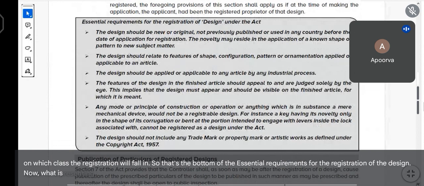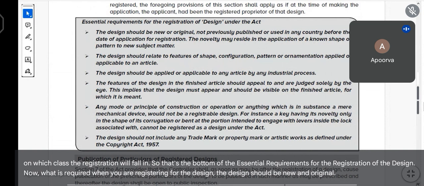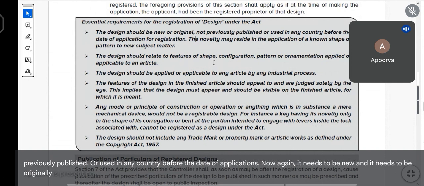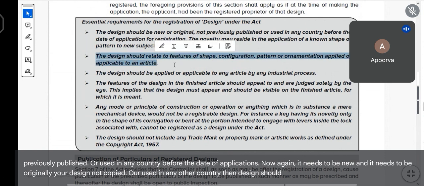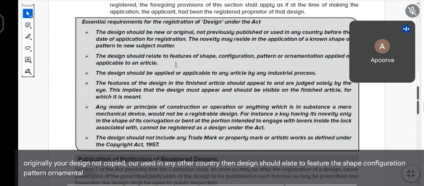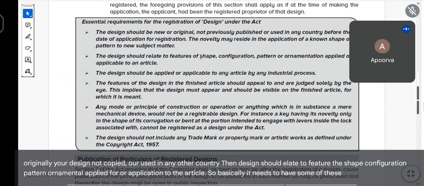Now, what is required when you are registering a design? The design should be new and original. It should not be previously published or used in any country before the date of application. Again, it needs to be new, and it needs to be originally your design, not copied or used in any other country. The design should relate to features of shape, configuration, pattern, or ornament applied to the article. So basically, it needs to have some of these configurations.